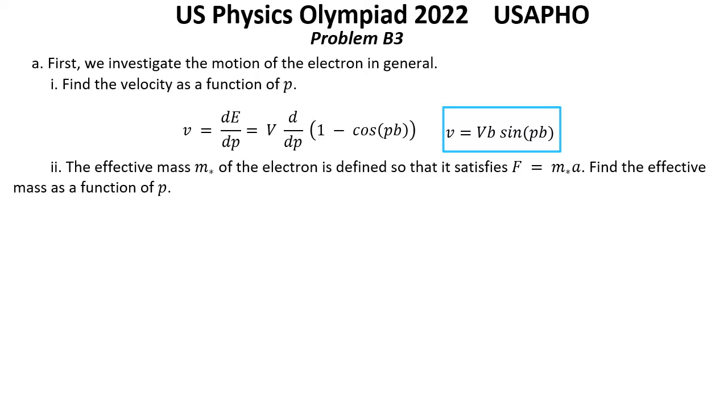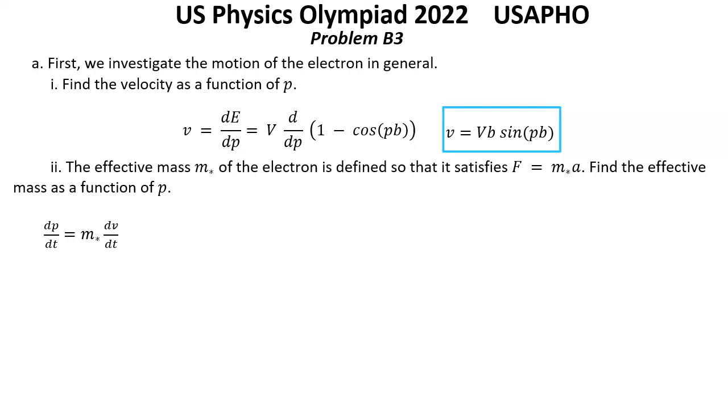Second one, the effective mass m star of the electron is defined so that it satisfies the equation F equal m star a. Find the effective mass as a function of p. Solution. By definition, we have force F equal ∂p over ∂t, which is m star multiplied by acceleration, which is ∂v over ∂t.